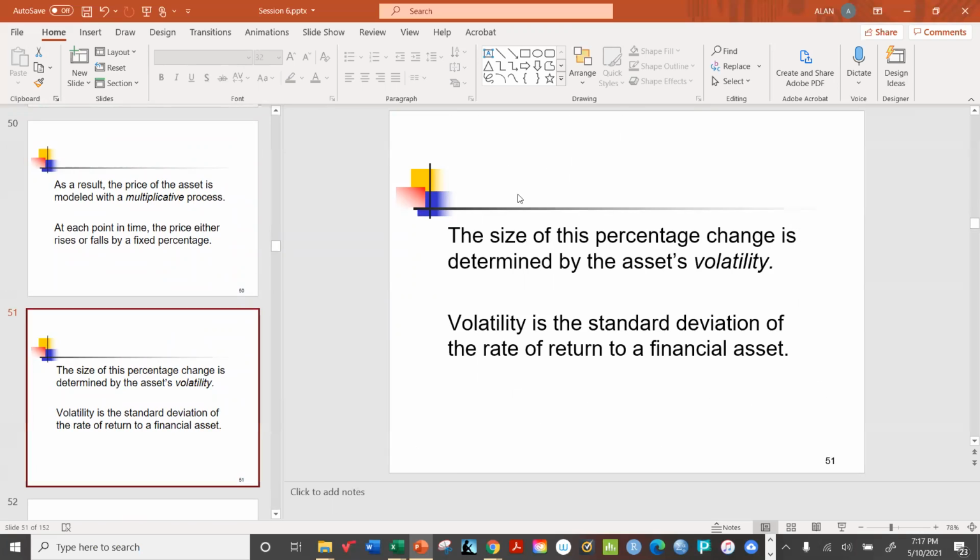Well, the amount that it can go up or down, like I said before, is determined by the asset's volatility, which again is the standard deviation of the returns to that asset.